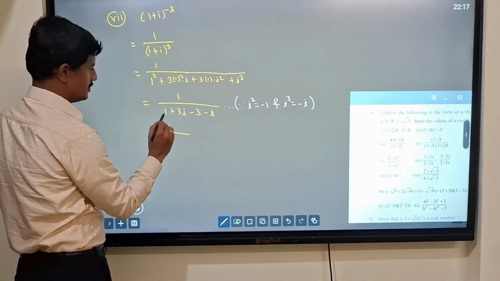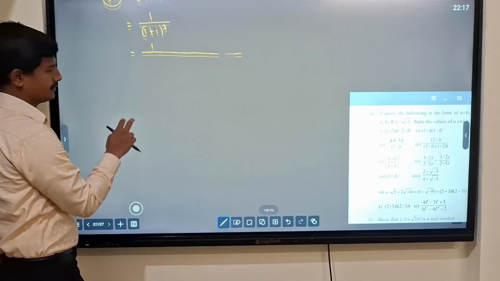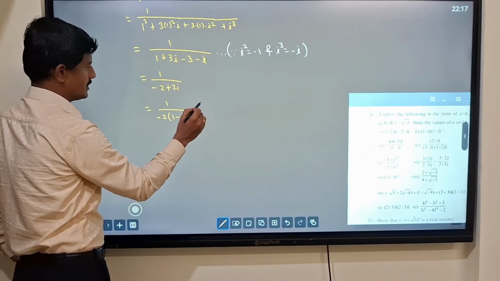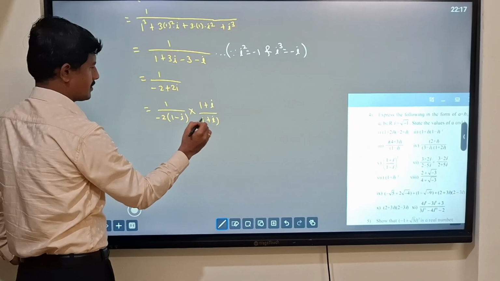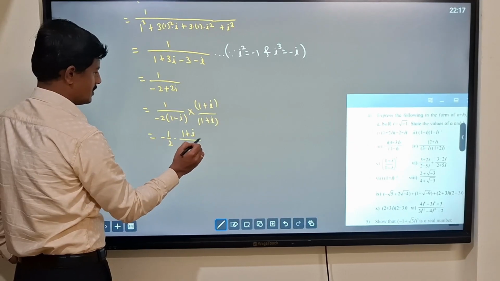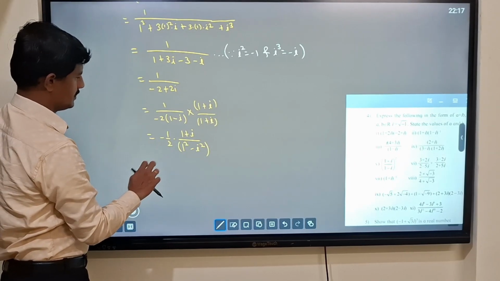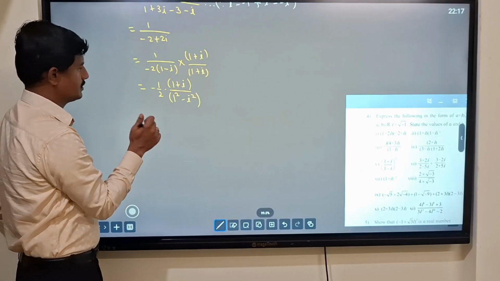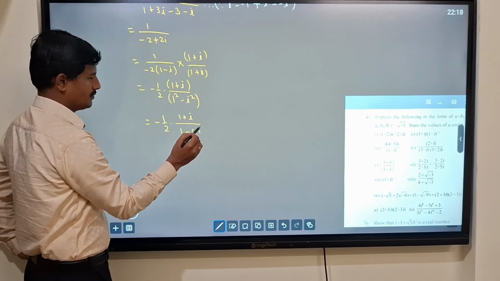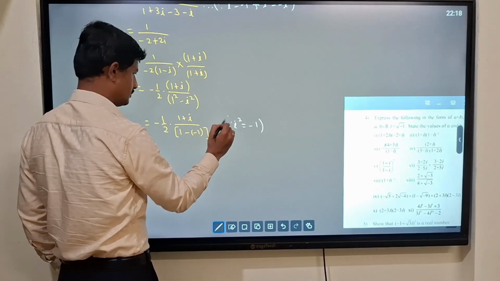So this becomes 1 upon minus 2, 1 minus 3 is minus 2, 3i minus i is 2i. So I will write down this like this: minus 2 is common, (1 minus i). Now rationalize with 1 plus i. So this becomes minus 1 by 2 into (1 plus i) upon 1 square minus i square. Now this is minus 1 by 2 into (1 plus i) upon 1 minus of minus 1, because i square is equal to minus 1.